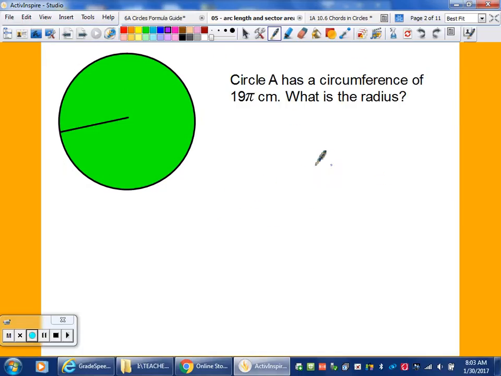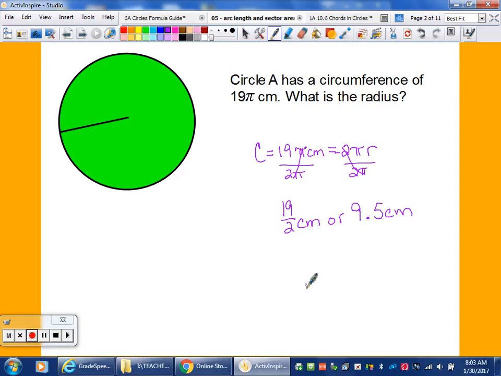Now here's a different circumstance. They tell you the circumference is 19 pi centimeters. They want you to find the radius. So we know that's equal to 2 pi times the radius. So we divide by the 2 pi. The pi's would cancel. I get 19 over 2 centimeters, or 9.5 centimeters.